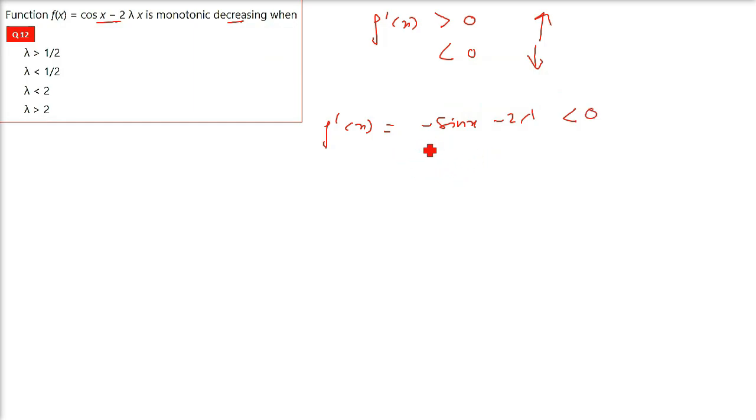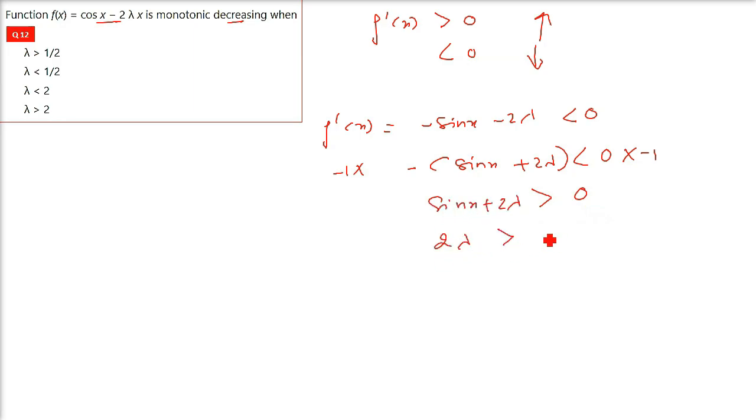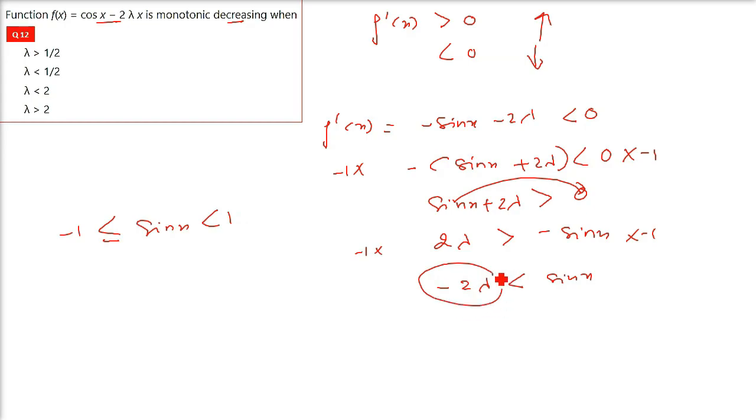So we are not dealing with negative. So I'm taking minus outside. It is less than 0. Multiplying both sides by -1, the inequality sign is going to change and the negative sign will become positive sign. So this inequality will change. It will remain 0. This is going to be sin x plus 2 lambda greater than 0. So this 2 lambda is greater than negative sin x, and then we have this negative, just multiply this one by -1. So when you multiply this negative both the sides, let's make it positive because dealing with this negative creates certain problem. So minus 2 lambda is less than sin x, and this sin x, see again, sin x is between -1 and 1. That is the highest and lowest range of sin x is -1 and 1.